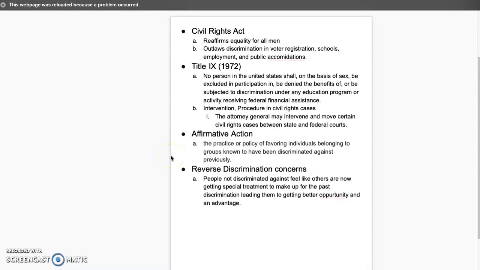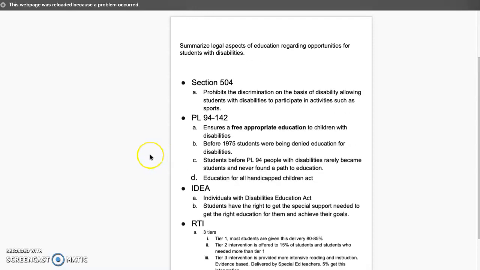Title IX was one of the last ones, and it was basically that nobody could be discriminated against based on sex. Affirmative action is the favoring of individuals belonging to groups that were discriminated against previously, which leads to reverse discrimination concerns, with people that weren't discriminated against feeling like others were getting a better opportunity than them.